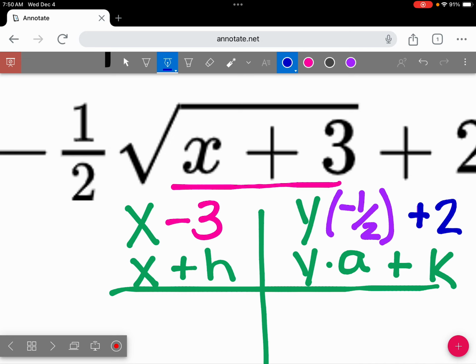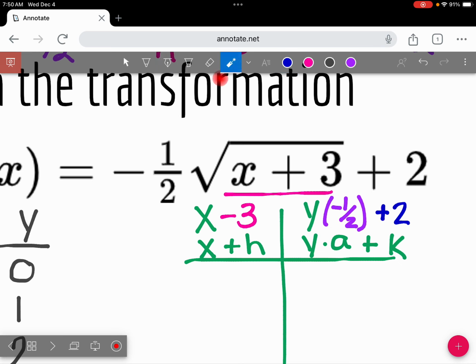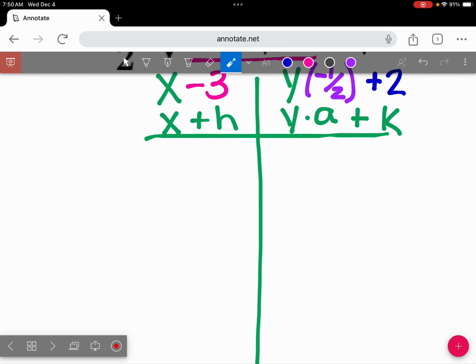What do we expect to happen transformation-wise here before I start filling in the table? What does my h do? My -3, which way is that going to go? Left 3. How about my k of 2? Up 2. How about this a of -1/2? It's going to be compressed, so squished. And since it's negative, it's going to reflect. It's upside down. So let's see what that looks like.